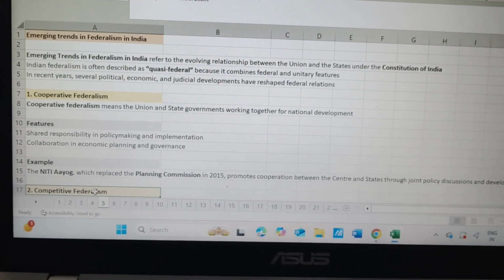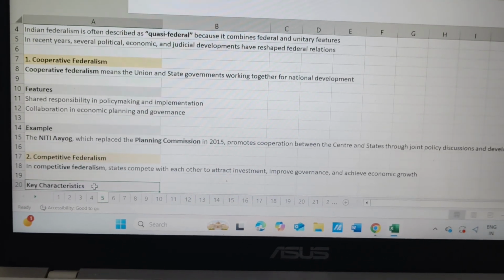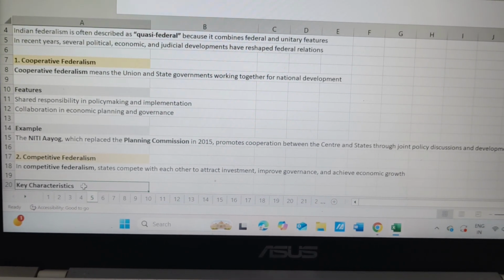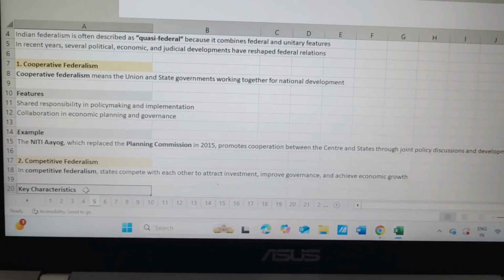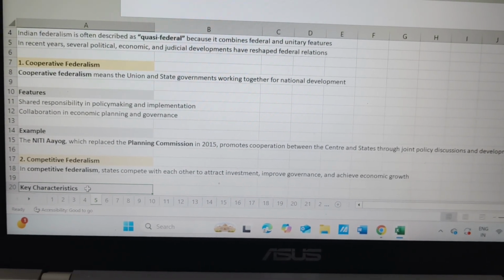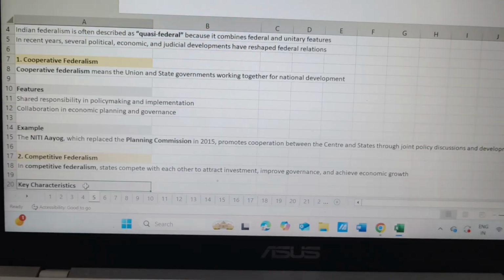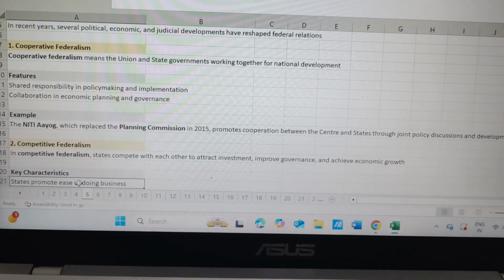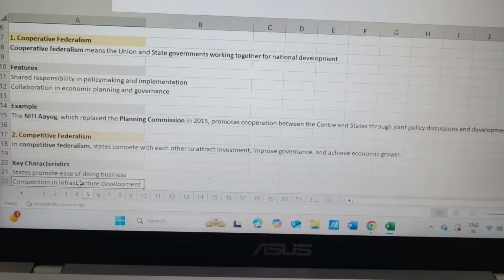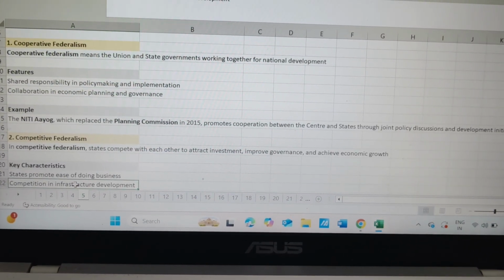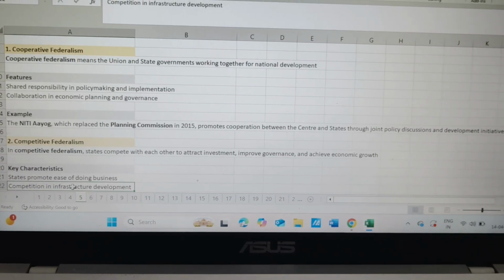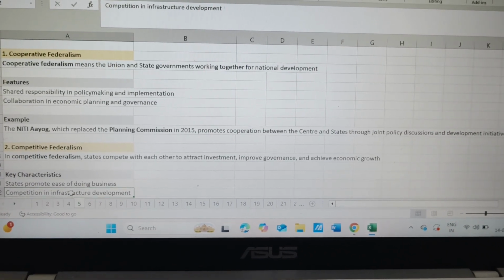Now let's talk about cooperative federalism. Cooperative federalism means the union and state governments working together for national development. It features shared responsibility in policy making and implementation, and collaboration in economic planning and governance. An example is the Niti Aayog, which replaced the Planning Commission in 2015, promotes cooperation between the center and the states through joint policy discussions and development initiatives.